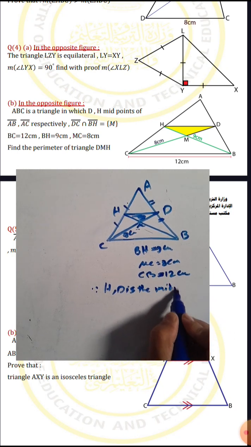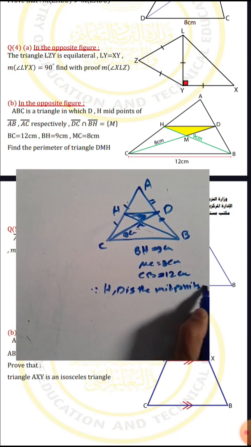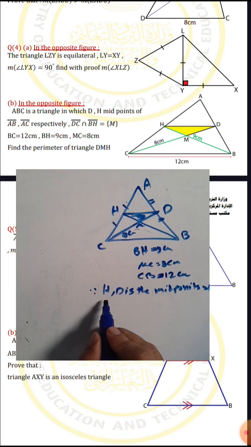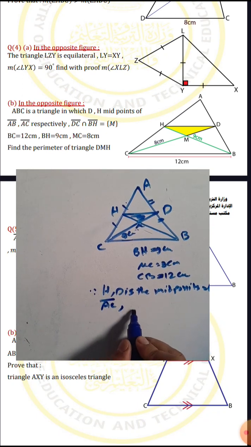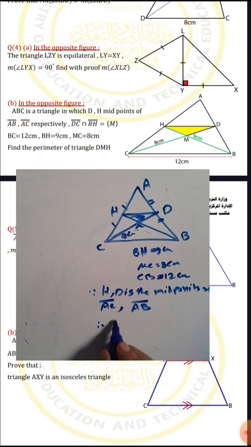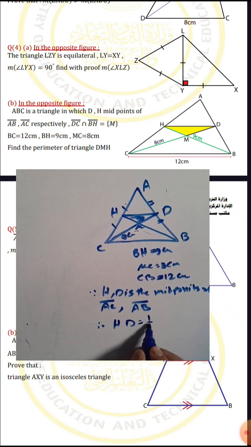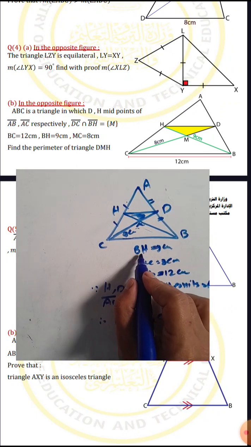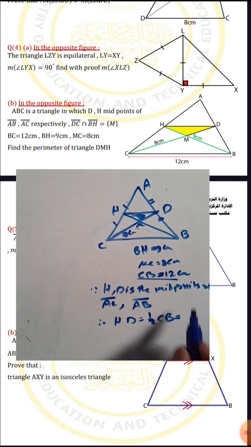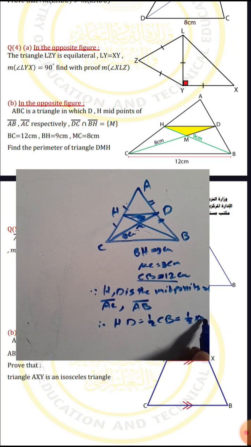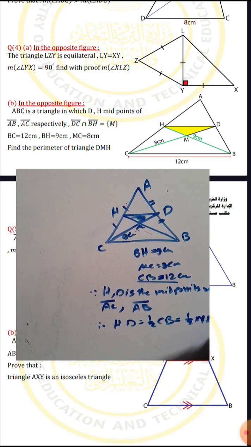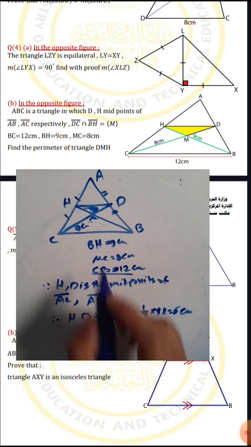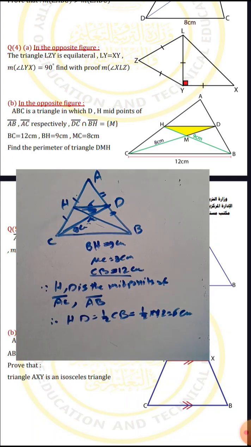the midpoints of AC and EB. Then HD will be equal to half the base, half of CB. Half of CB was 12, equals 6 centimeters. Then the side length here will be 6 centimeters.